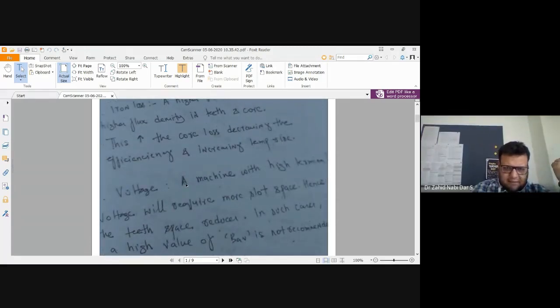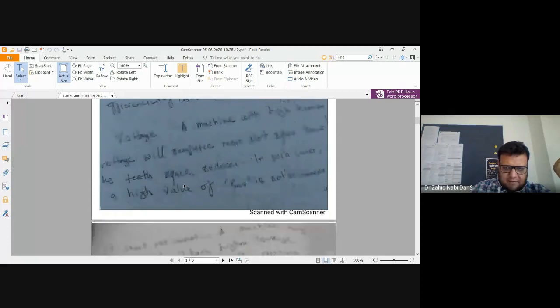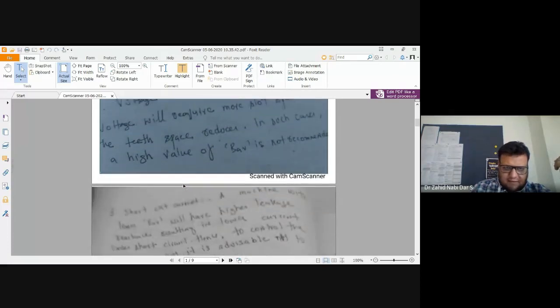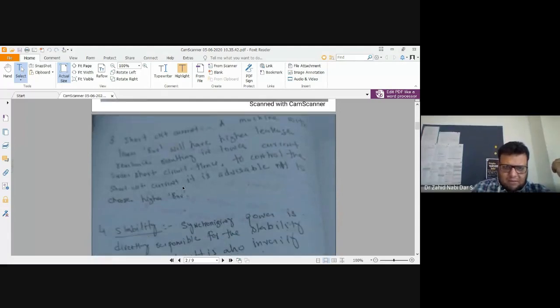A machine with high terminal voltage will require more slot space, which means the number of slots and the distance between the slots would increase. In such cases, a high value of BAV is not recommended. The second thing is your short circuit current.